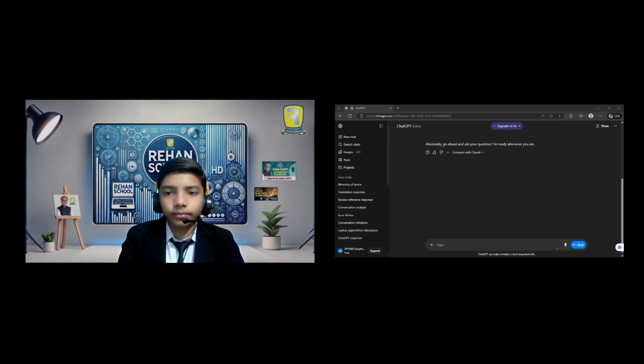Absolutely. Let's explore clouds in detail. Clouds are visible collections of tiny water droplets or ice crystals that form in the atmosphere when moist air rises, cools, and condenses. They play a crucial role in Earth's climate and weather systems. First, let's talk about how clouds form.